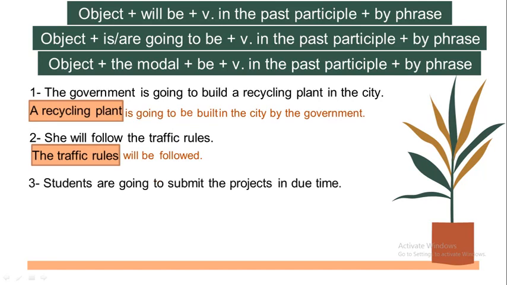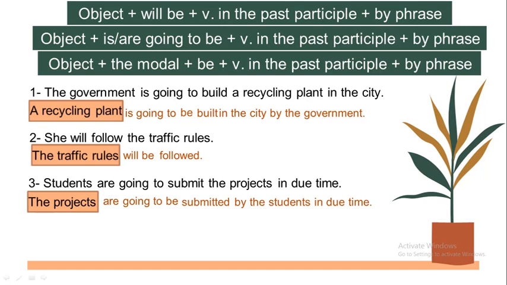Number 3. Students are going to submit the projects in due time. In this sentence, we have a future verb, are going to. And what are they going to submit? The projects. We will start with it. Now we'll have to decide if the projects is singular or plural. Excellent, it's a plural, and thus we'll use are going to be, and then the past participle of the verb submit, which is submitted by the students in due time.